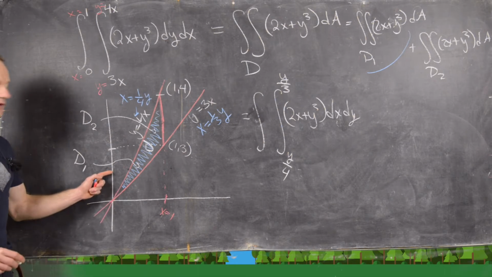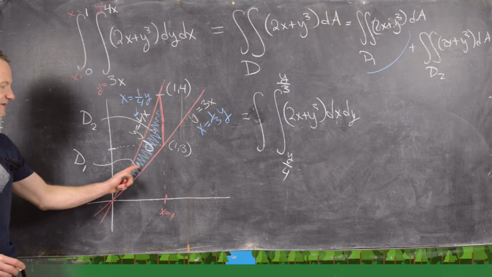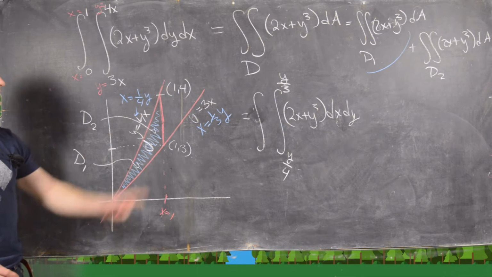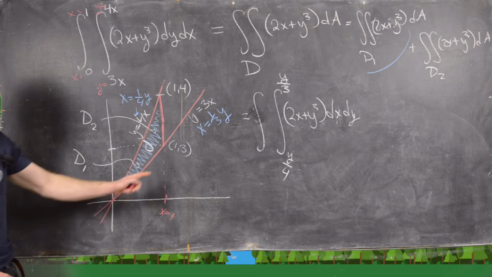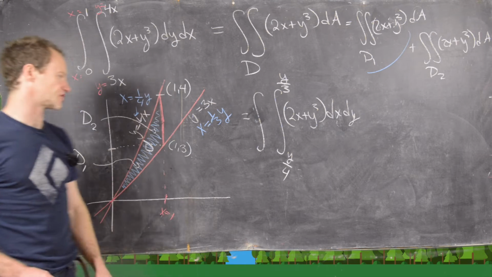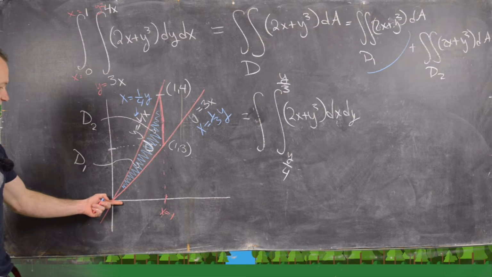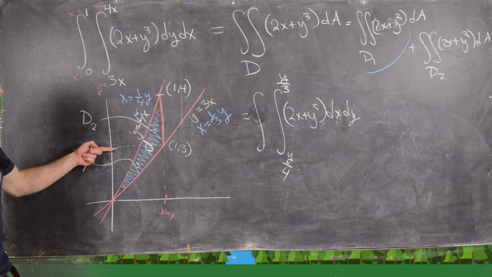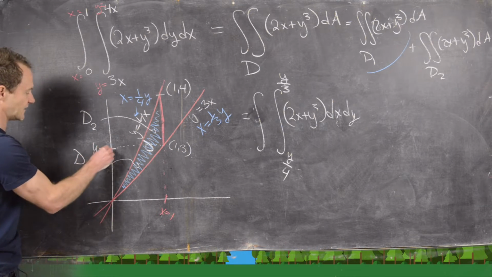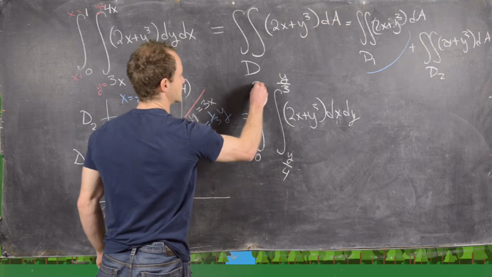So just to reiterate, here I went from left to right, so the left will be the smallest x value, the right will be the largest x value. Great, and notice both of those are in terms of y. And now I need to go from my smallest y value to my largest y value. My smallest y value is 0 because I'm down here at the origin, and my largest y value will be 3. So notice this is the horizontal line y equals 3. So here I'll do this from 0 to 3.